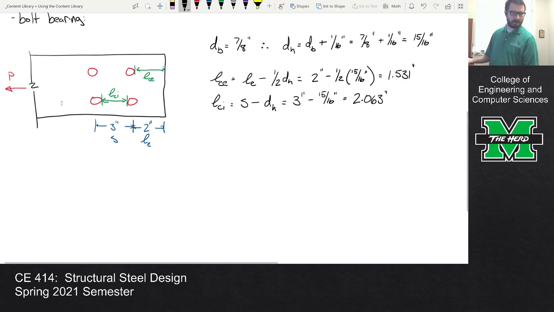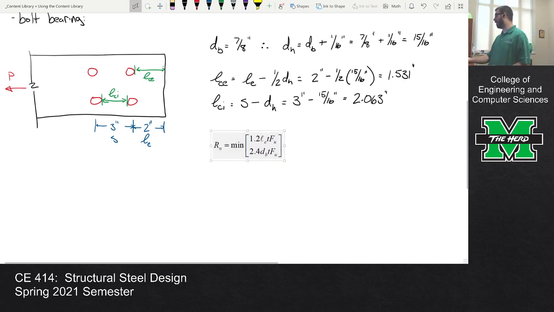So what I'm ultimately doing is I'm trying to compute this term here, an Rn, and I need to do an Rn for each bolt. Is there anything that I'm missing in this expression? So LC, I've got all my LC values. The thickness, what is the thickness of this plate? Well, let's look at the plate.